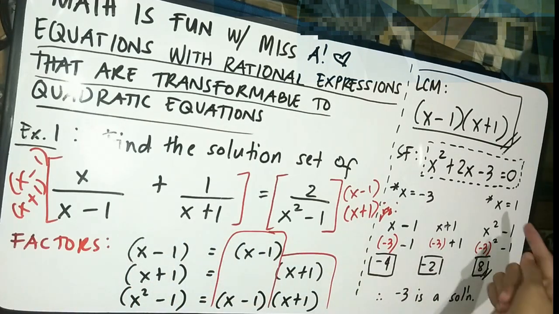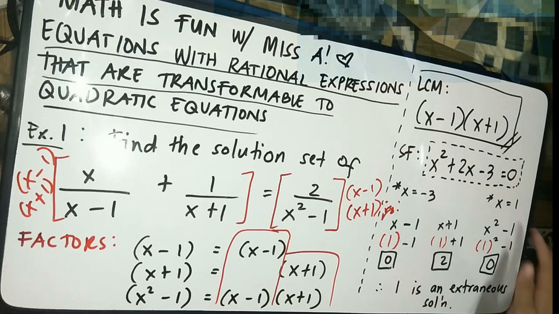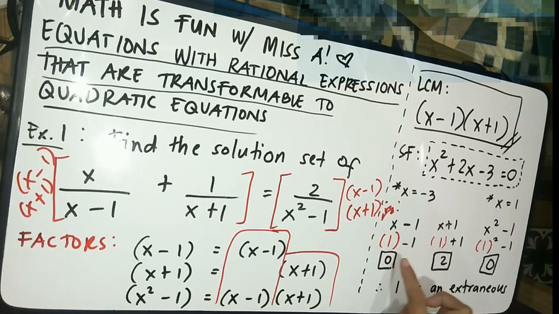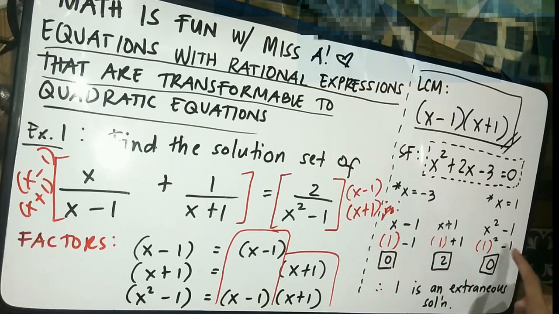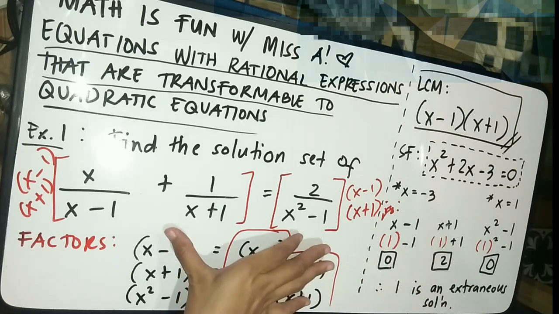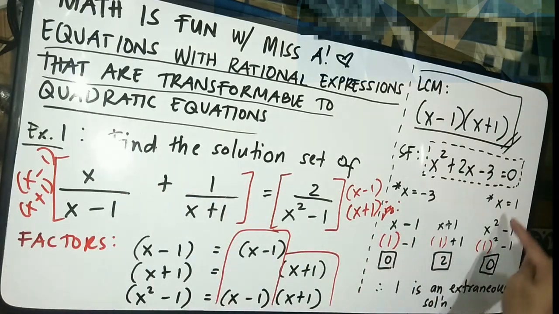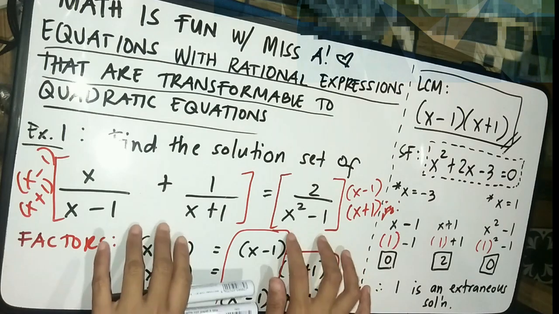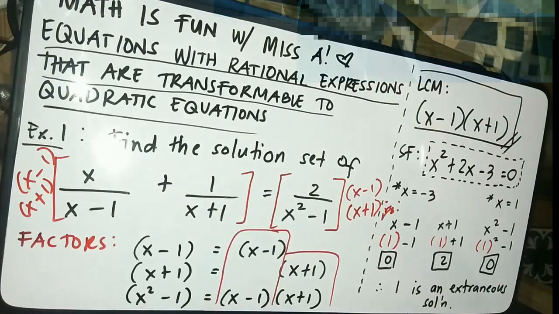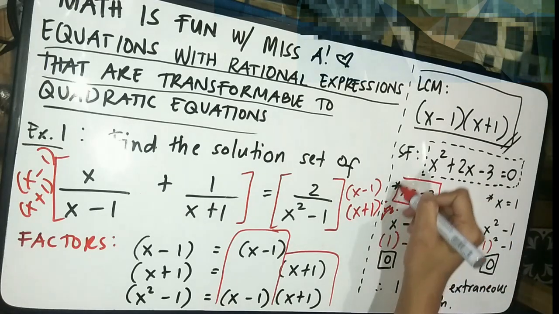So, gagawin ko lang natin yung sa x equals to 1 naman. Do the same thing for x equal to 1. Substitute lang din natin. So, for x minus 1, 1 minus 1 is already 0. So, dito pa lang, naging 0 na siya. Then, you have for x plus 1, that is 2. For x squared minus 1, that is also equal to 0. Making two denominators of these rational equations equal to 0, meaning x equal to 1 is an extraneous solution, meaning it's not part of the solution set. Hence, therefore, the real solution for this equation right here is just x equal to negative 3.